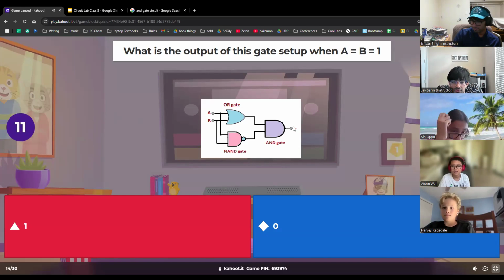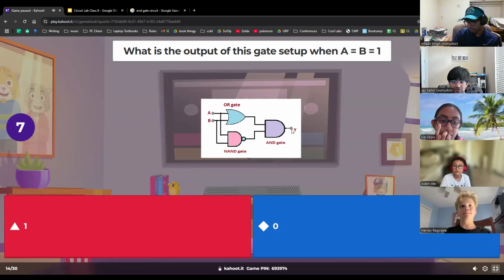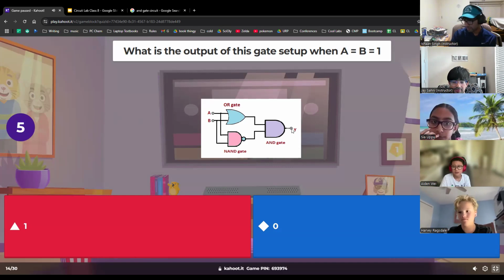Oh, and by the way, that is not an inversion center or inversion bubble. I don't know why it's drawn like that, but this is just the output.